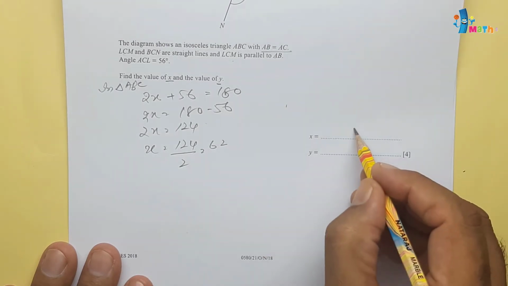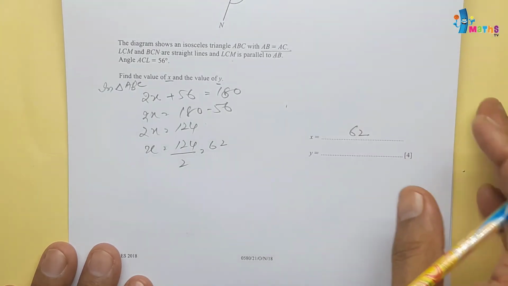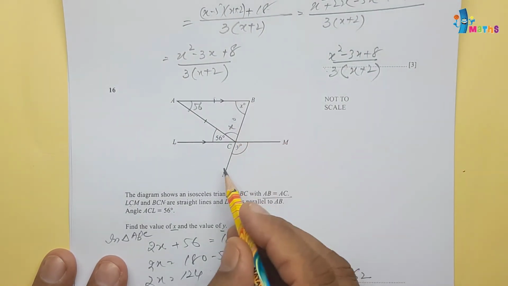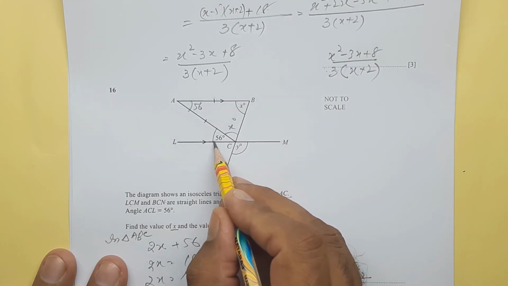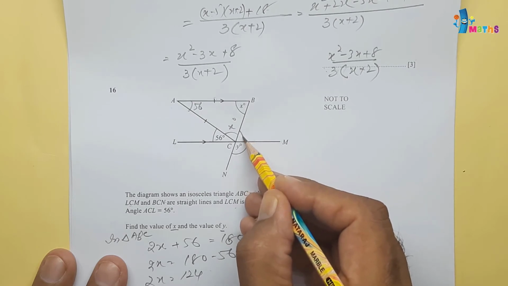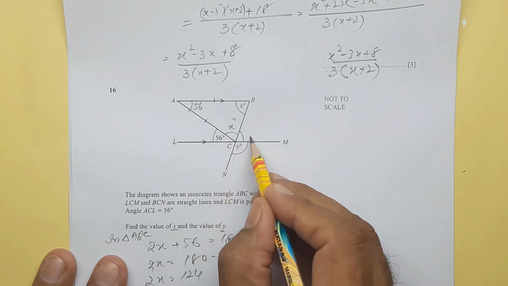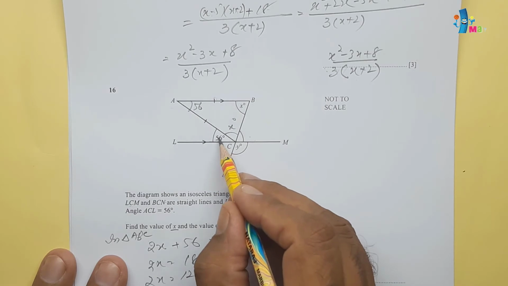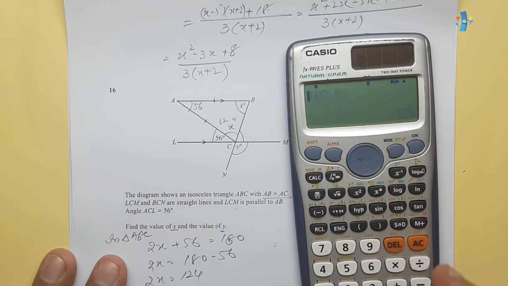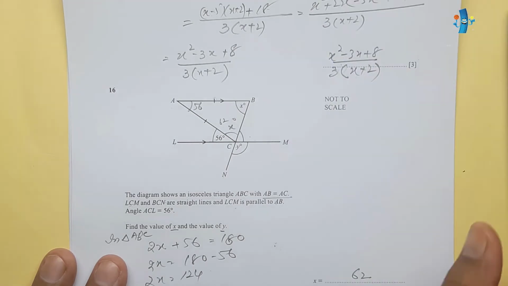Now x is equal to 62, we calculated. Now we have to calculate y. This is 62, this is 62, and this is 56. So we can calculate this angle. These three angles add up to 180 degrees. So 180 minus 56 minus 62 will be equal to 62. So this angle is also 62.